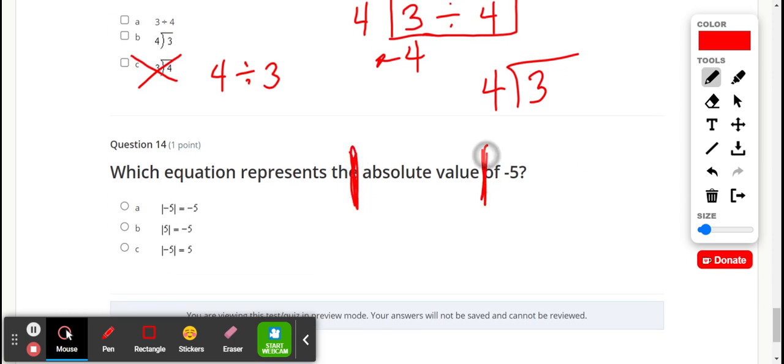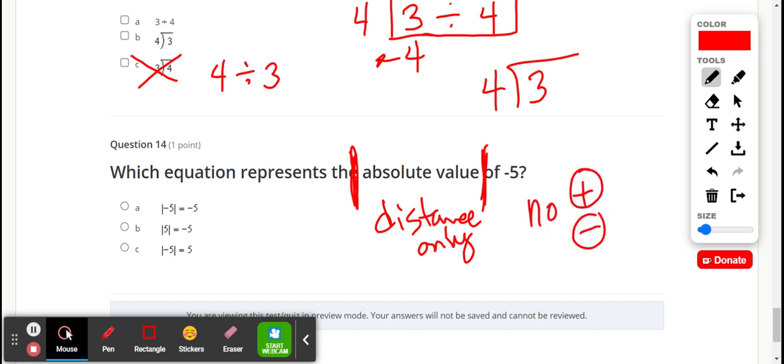Absolute value is distance only. There's no positive or negative. So this is not distance, that is an integer. That is an integer. That is not the distance. Absolute value is just the number.